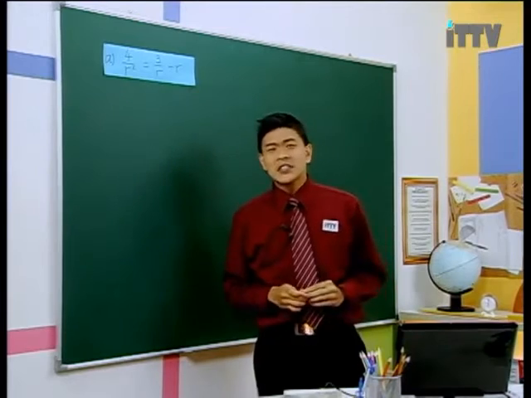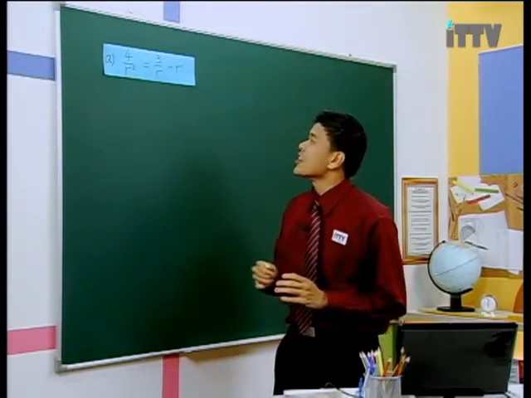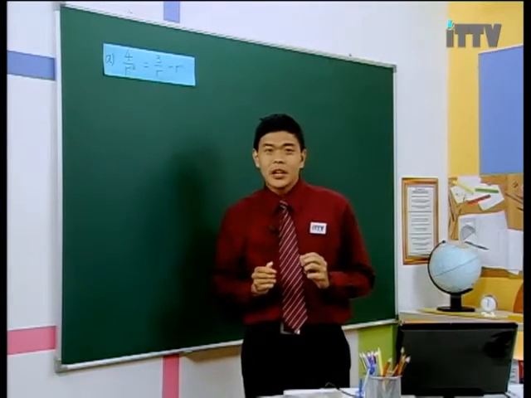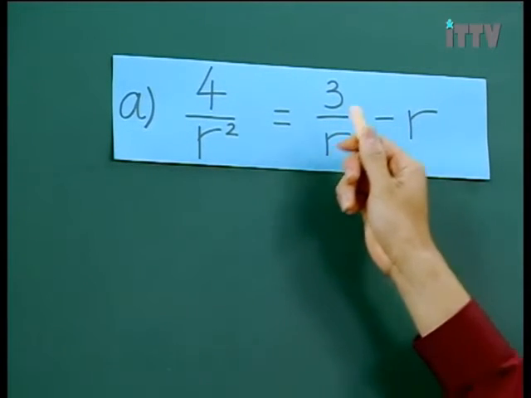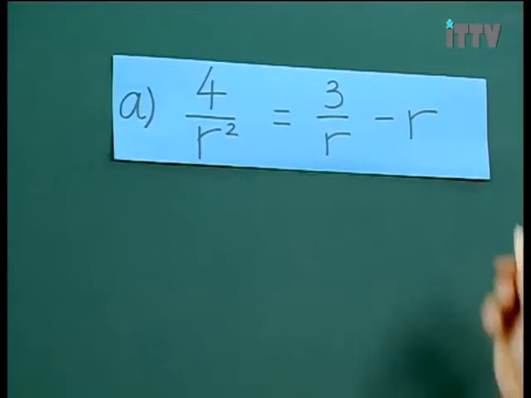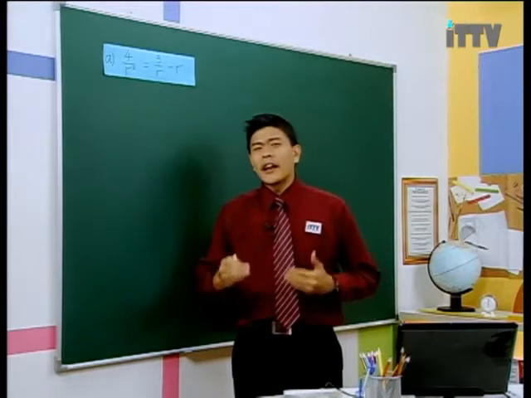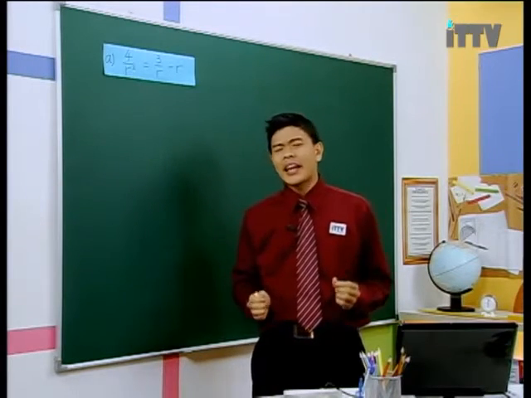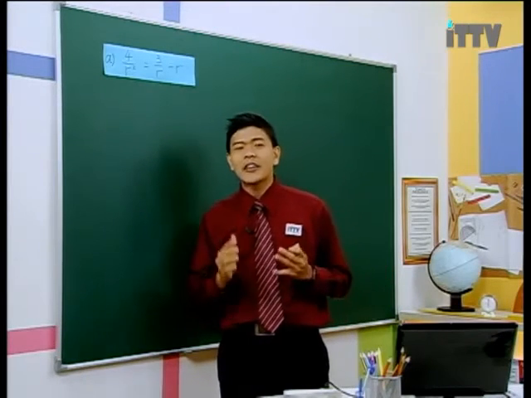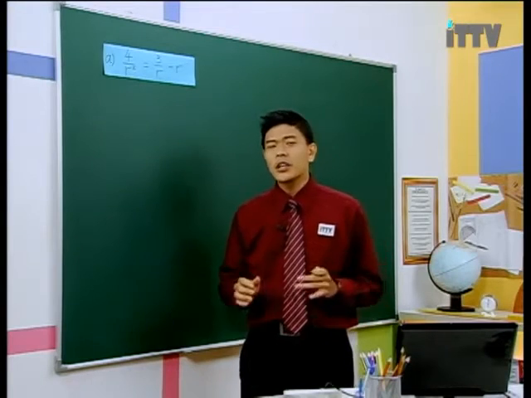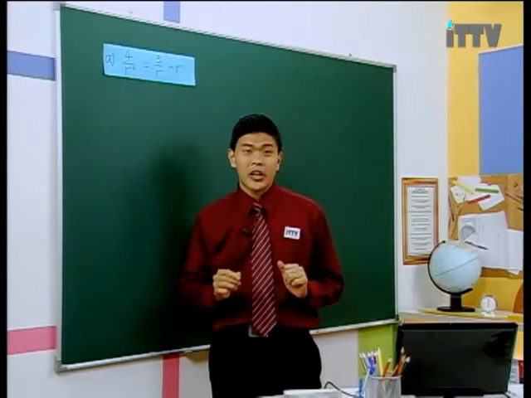Alright guys, now let's look at this first equation here. It is an equation. Why? Because it contains the equal sign. So in the equation, 4 over r squared equals 3 over r minus r. Is it a quadratic equation or not? Once you see the unknown, and if it belongs to the denominator of any fraction, you must get rid of the denominator, so that your equation is all in one line without any fractions.